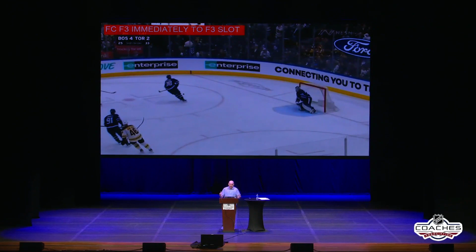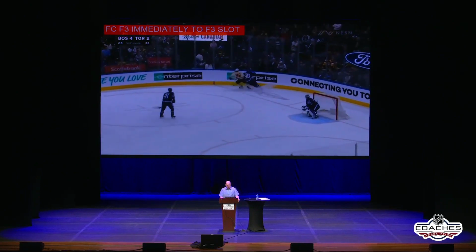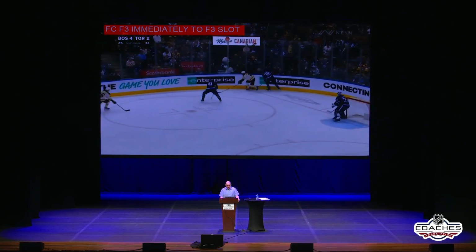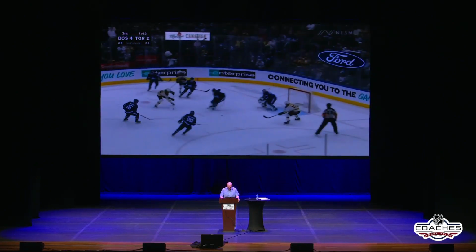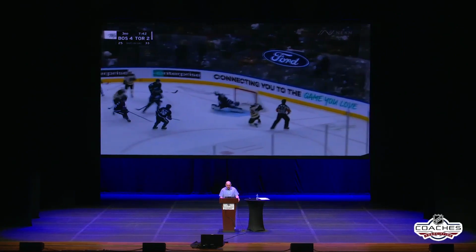Now, talk about good teams in the National Hockey League. A habit a lot of teams have: if they recover a puck off a forecheck, they immediately attack to the slot. And it becomes predictable, and one of the best teams in the league at doing it is the Boston Bruins. And just watch them hunt F3 after retrieving the puck. There's the puck, there's a turnover, right to F3.